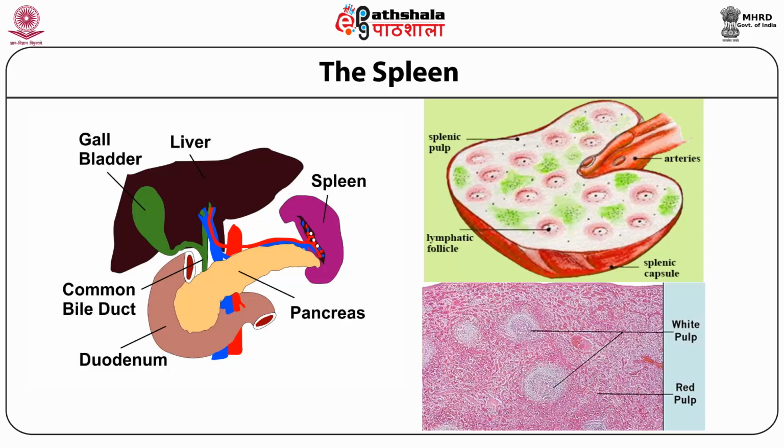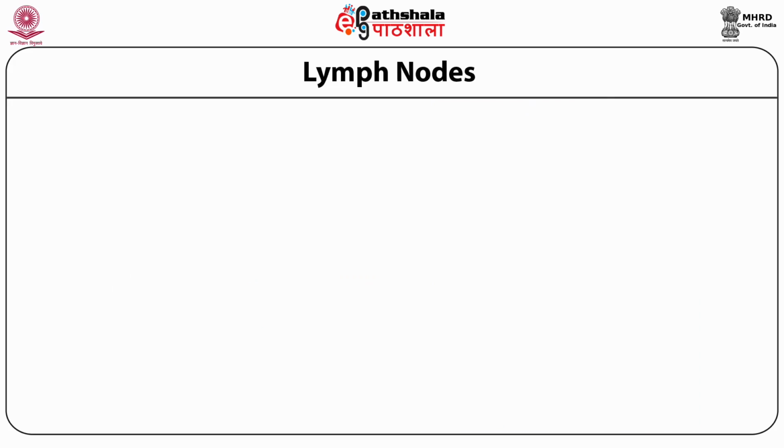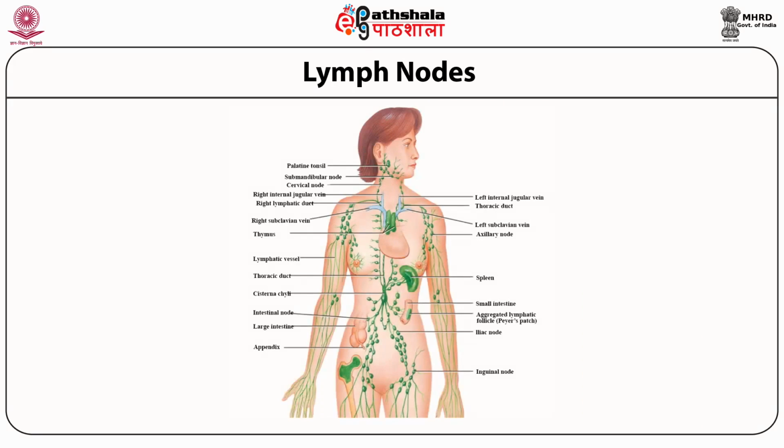Individuals with the spleen removed, that is splenectomized, are at a high risk of infections from encapsulated bacteria and malaria, and that shows the important role which the spleen plays, more so in the case of immune response against certain infections. We mentioned lymph nodes. The distribution of lymph nodes in the body is shown in this figure.